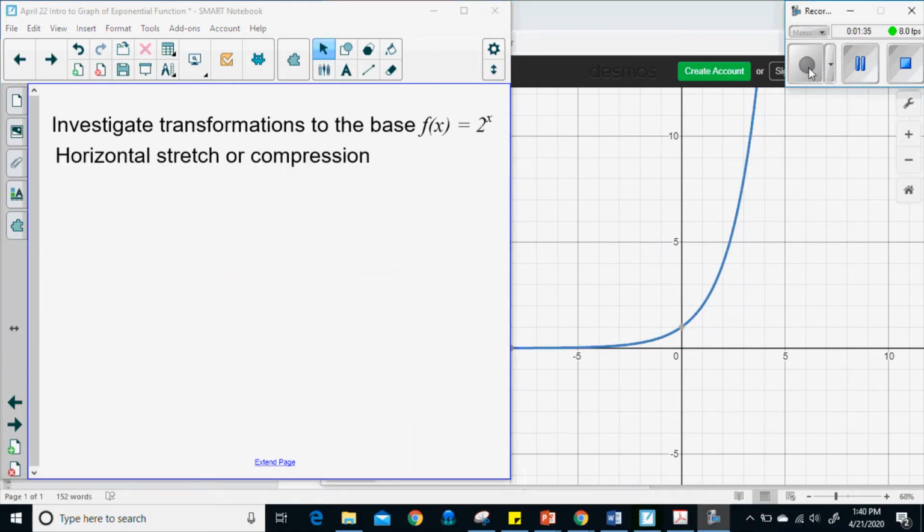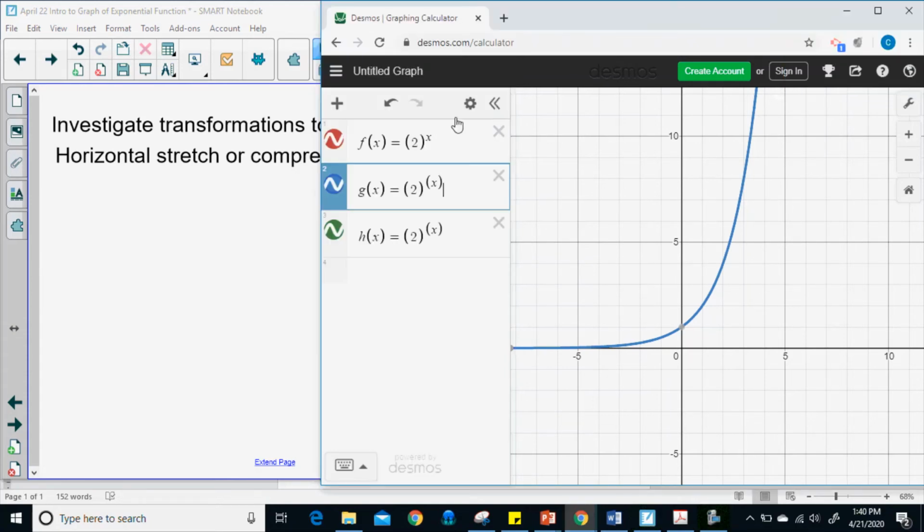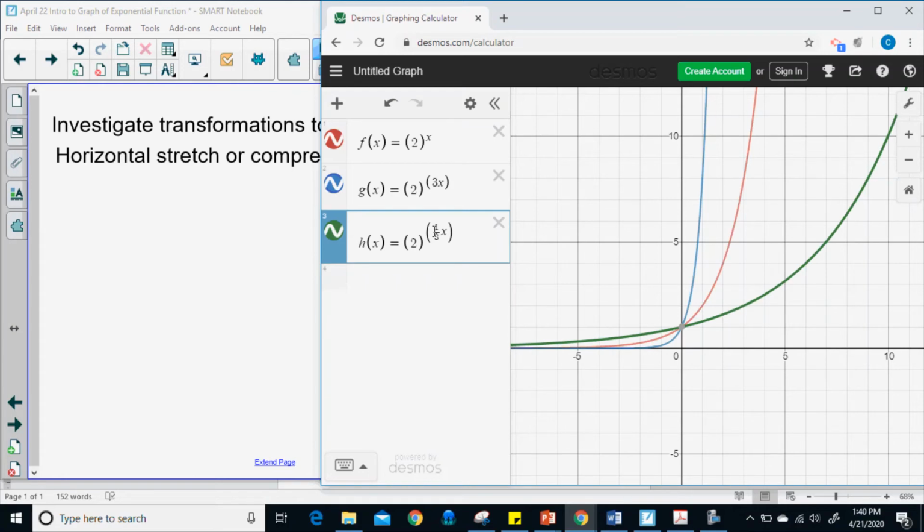Okay, a few more translations to look at. This time, let's look at the horizontal stretch or compression. So this time, we're going to multiply the x value by something. So if I make it 3x, it looks like that. And if I make it 1/3 x, it looks like that. So I can see that I have a horizontal stretch when I have a fraction in my exponent, and I have a horizontal compression if I'm multiplying x by a big number. So let's write that all down.